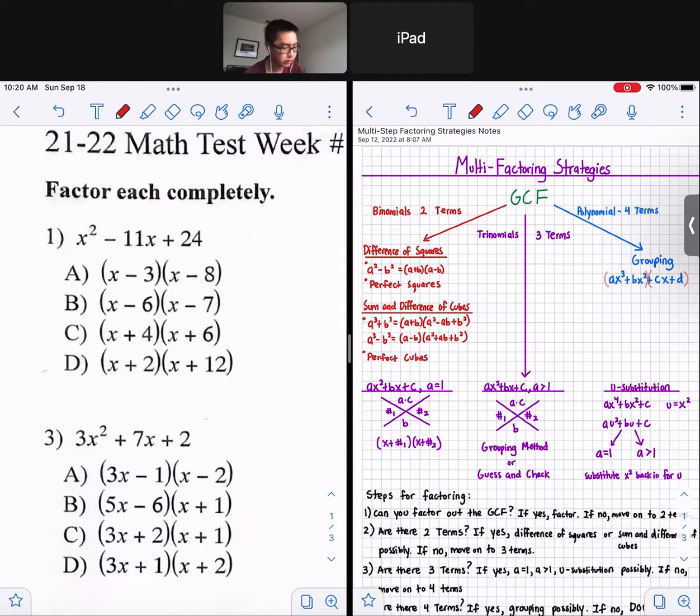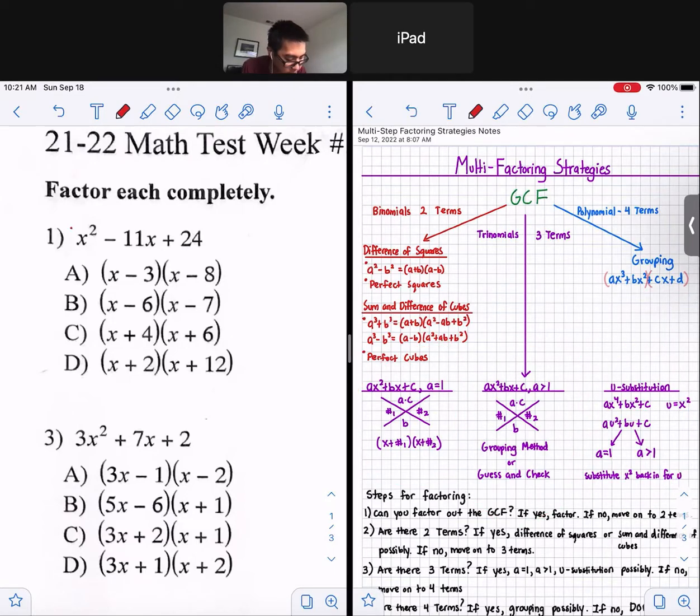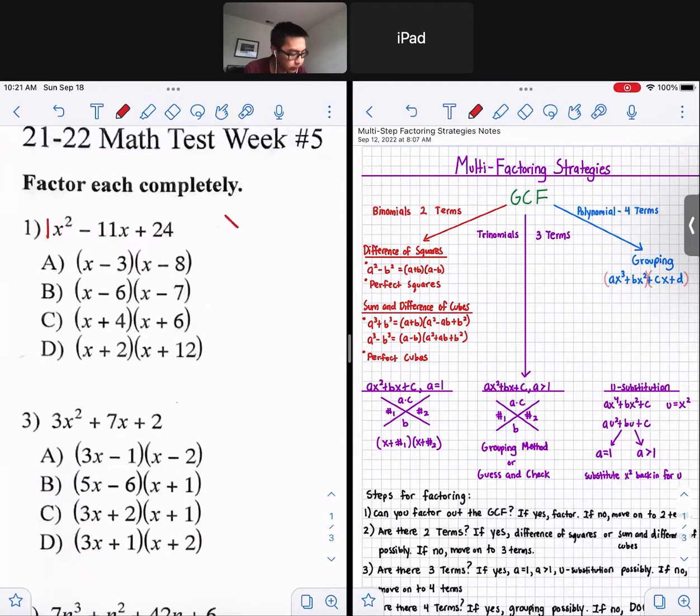For number one, first of all, we can't factor something out from each term, so no GCF. So we should look at how many terms there are, which is three. If we look at our notes, there are three options for three terms: a equals 1, a greater than 1, or u-sub. This one is definitely a equals 1 because the leading coefficient is 1. So this invokes the X method.